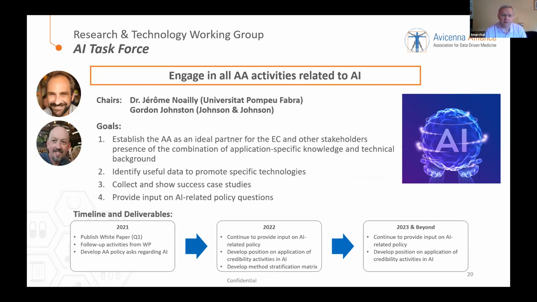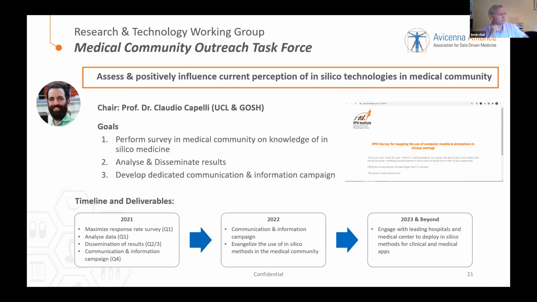Another very important topic: AI. Everybody is talking about AI. Is there any role for in silico? That's why we've got Gordon Johnson from J&J and Jerome. Thank you for hosting this event, in order to make sure that we can position in silico and how in silico can help AI and vice versa. Again, need for some collaboration for that.